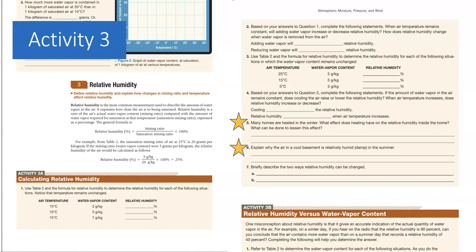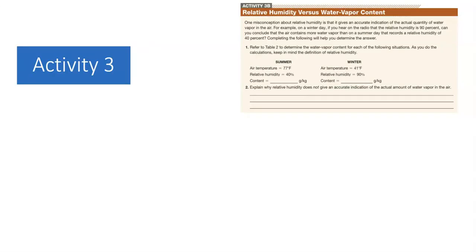So these are things that will get you thinking based on temperature change and relative humidity. And then number 7 is just a summary. 3B is shown here. It's a very short one. And if you read again the very beginning, you'll see that this has to do with a misconception that relative humidity is an accurate indication of the actual quantity of water vapor in the air. And so they go through this activity here to kind of show you what they're talking about.